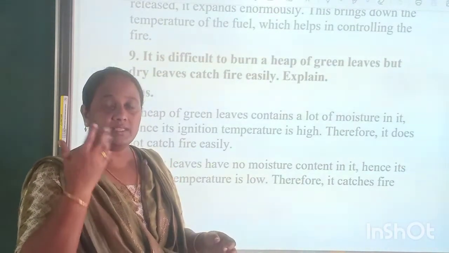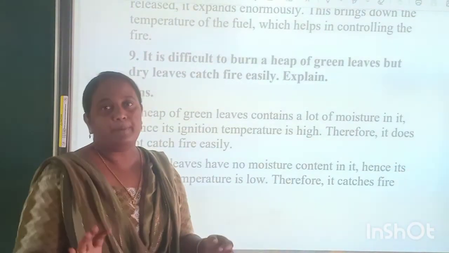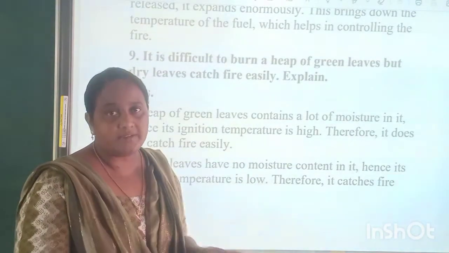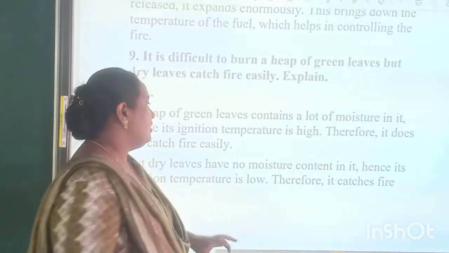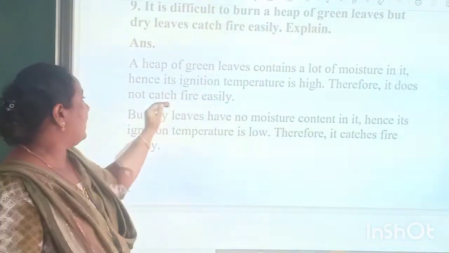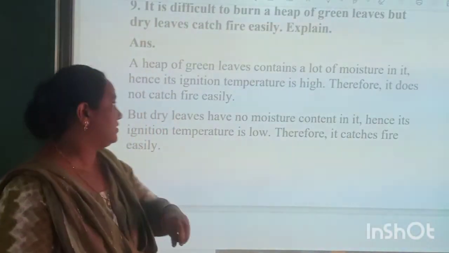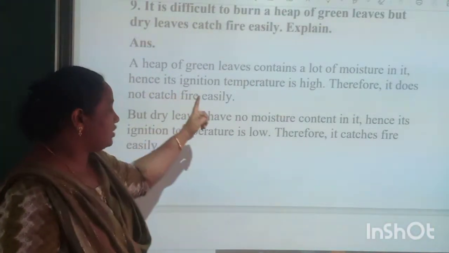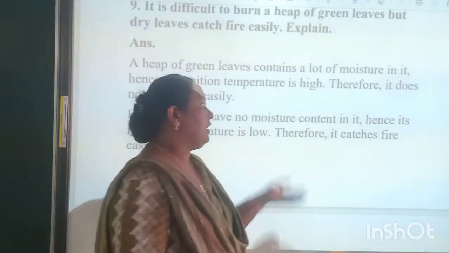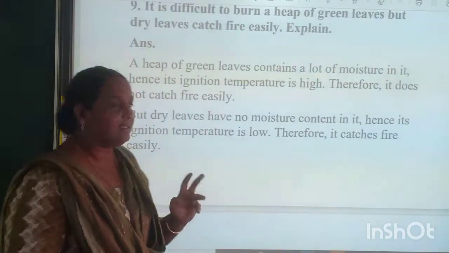Water has less ignition, and it needs more temperature to burn off that water content. If it is a dry thing, then it will catch fire very easily. Then our explanation of the answer: a heap of green leaves contains a lot of moisture in it. Hence, the ignition temperature is high. Therefore, it does not catch fire easily.